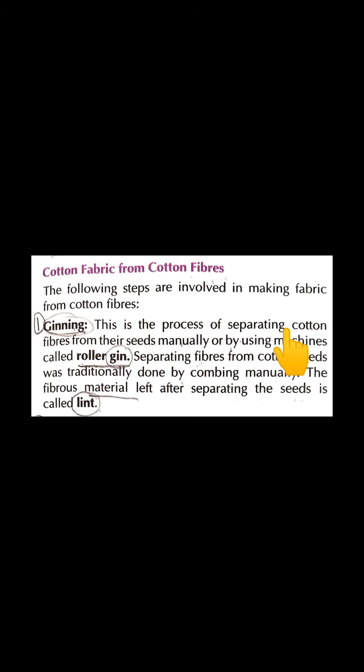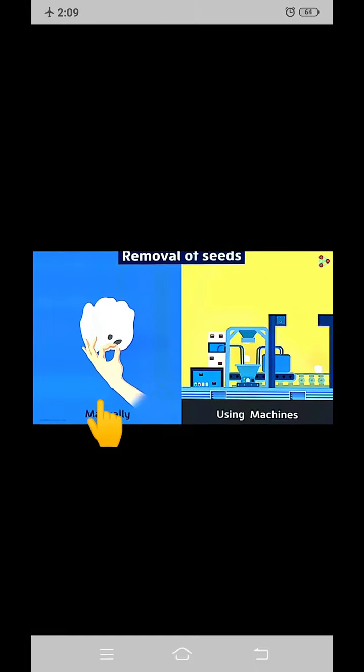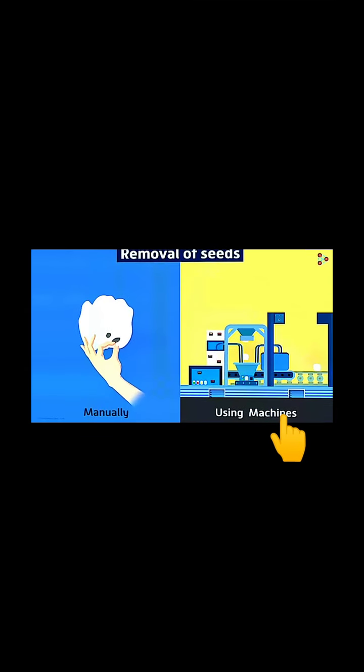Let's read. This is the process of separating cotton fibers from the seeds manually or by using machines called roller gins. Separating fibers from cotton seeds was traditionally done by combing manually. The fibrous material left after separating the seeds is called lint. So once the cotton bolls mature, they burst open and white snow fibers are exposed. When these bolls are collected and drawn into yarn, before this there is a need for removal of seeds. We need to remove the seeds from those cotton bolls, and this can be done either manually or by using the machines called roller gins.